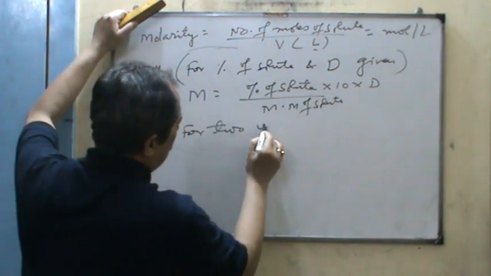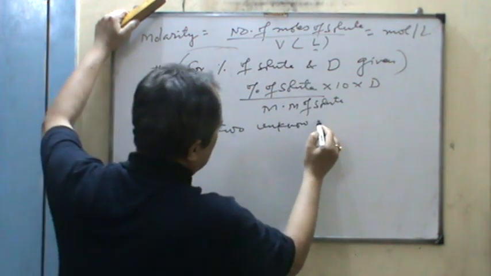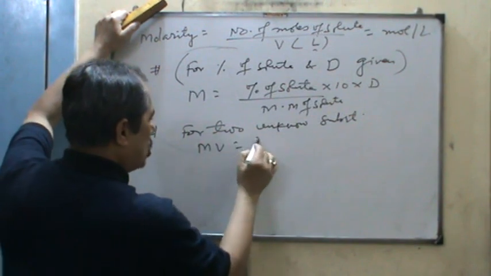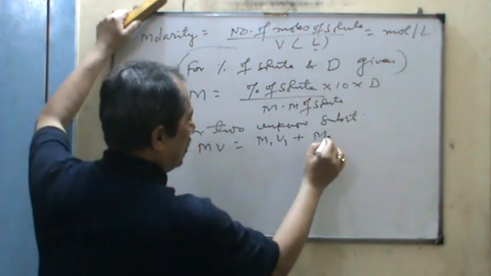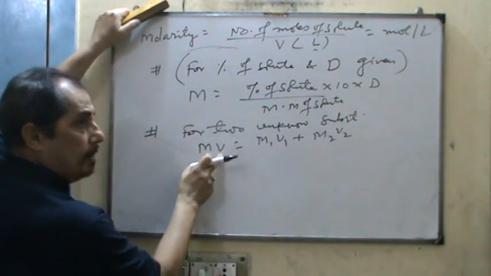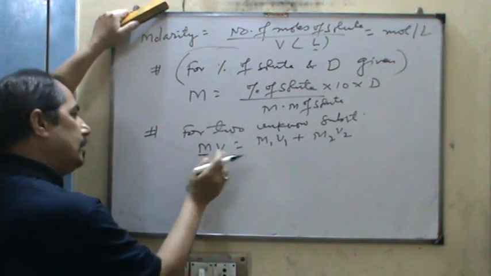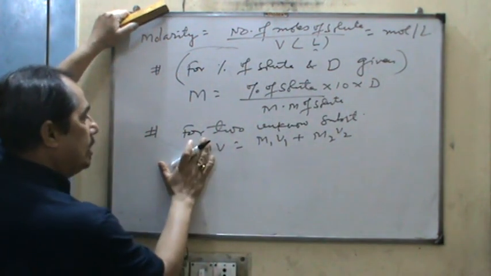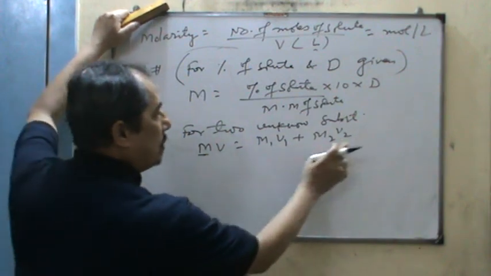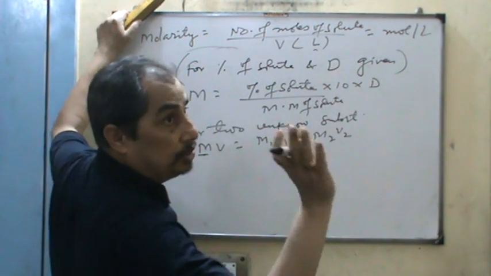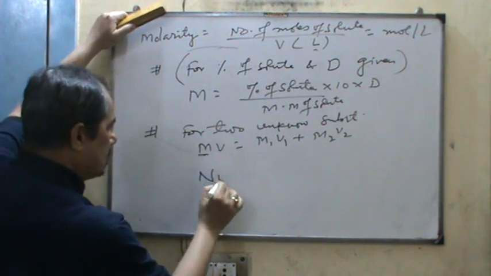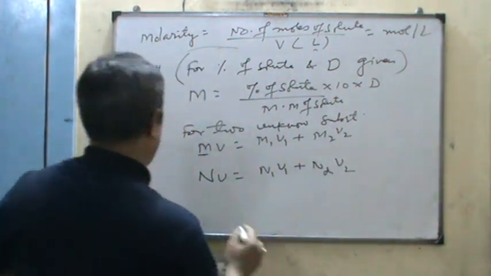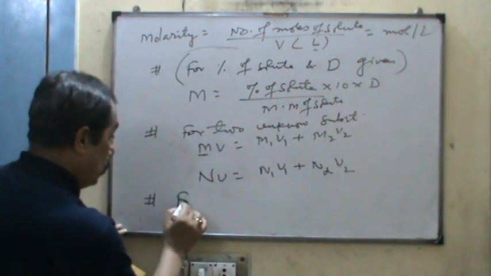Second, for two unknown types of substances, molarity M V equals M1 V1 plus M2 V2. Total volume is here. If you have to calculate molarity, the data are given, and here the total volume means V1 plus V2. So far as normality is concerned, it is N1 V1 plus N2 V2.